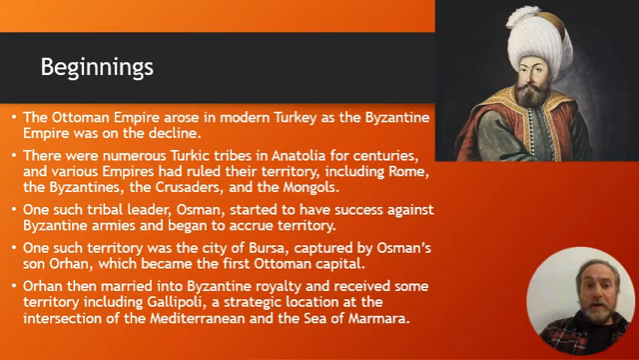The Ottoman Empire arose in what's now Turkey, towards the tail end of the Byzantine Empire. The Byzantine Empire was on its decline. There were a number of Turkic tribes around. That peninsula that we now call Turkey is also known as Anatolia. Turkic tribes had been around there for centuries. Different empires had ruled that territory. Rome, it had been part of Rome.